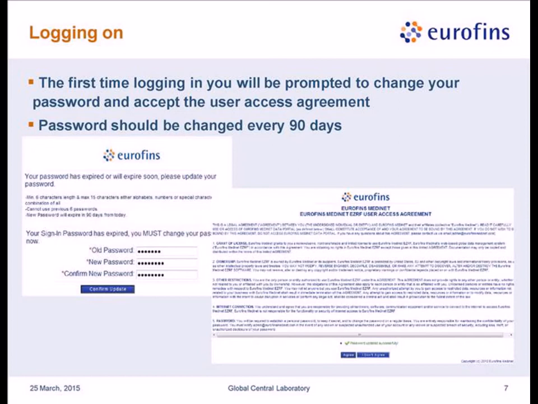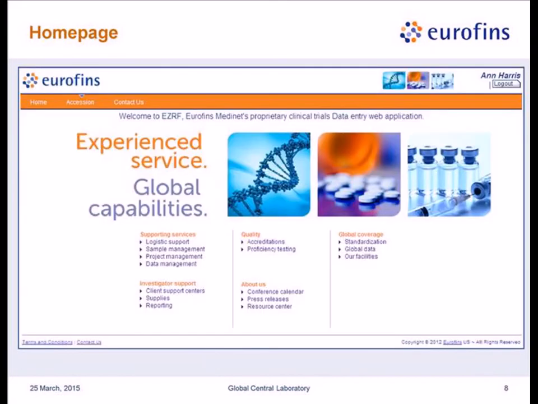Let's talk about system overview. I'm on slide number 7. When the study team asks us to provide access to any of the sites, you would go ahead and give access internally and send an email to the user. The email would contain a link to EzRF and also the username and password information. The first time you log into the system, it will prompt you to change your password. The password we send is a temporary password. You need to then change the password to a permanent one.